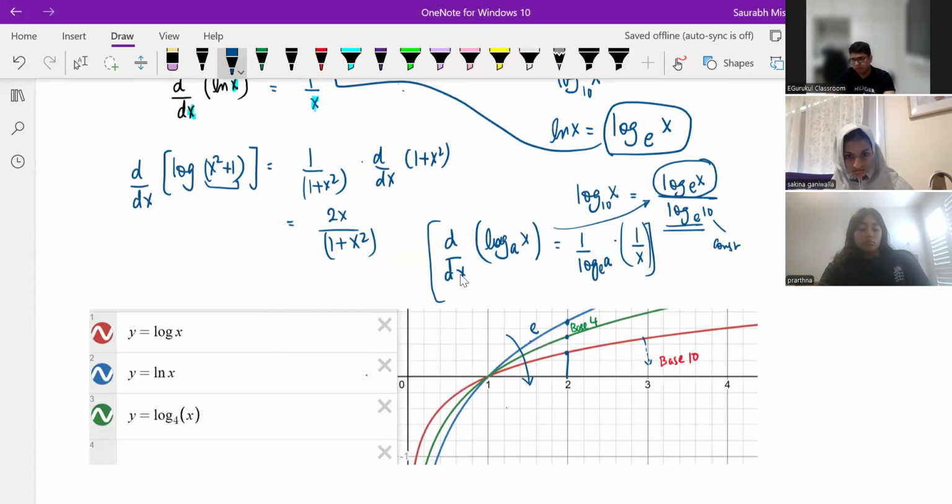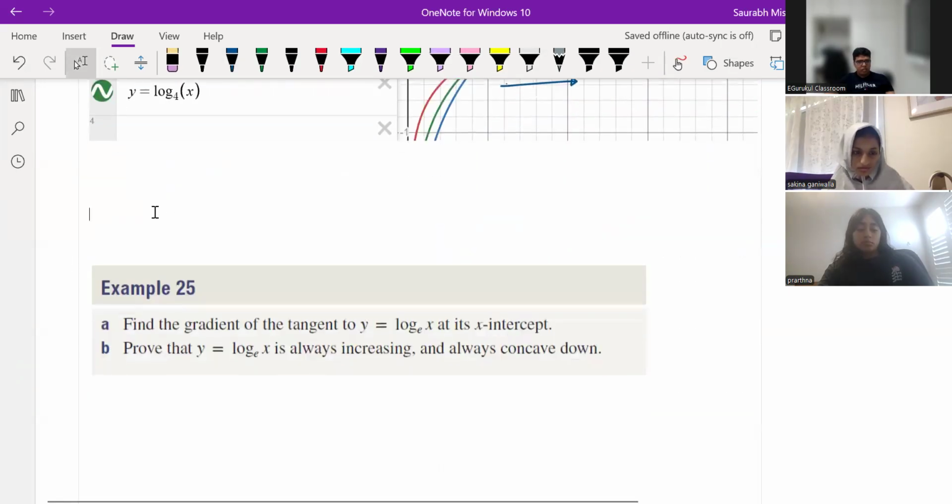1. Clear? So log x, ln x will have the highest value at x equal to 2. When you go after here, your ln x or lower base will dominate in the value, and higher base will be having less value. Clear, Pragna? Sakina, can you see that? Okay, so now let's go to the question.